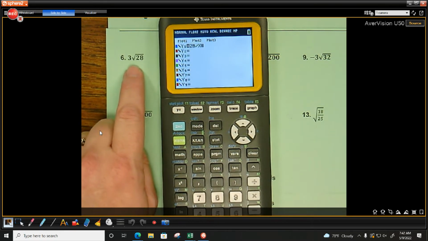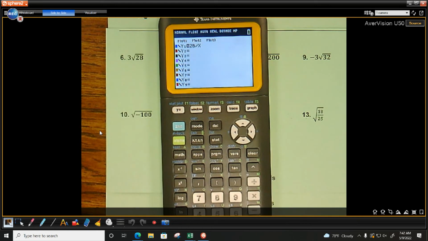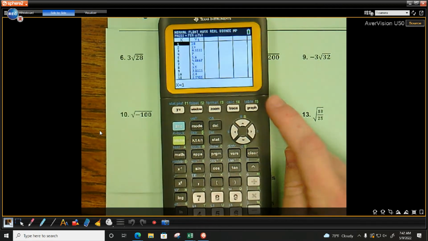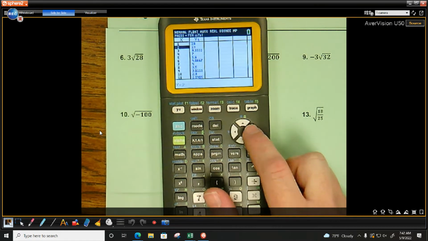No, the 3 is already not under the radical sign. So I'm just trying to simplify what's under the radical sign. So the 28 divided by x. Go to your table. 28 is not on my list. 2 and 14, are either of those on my list?